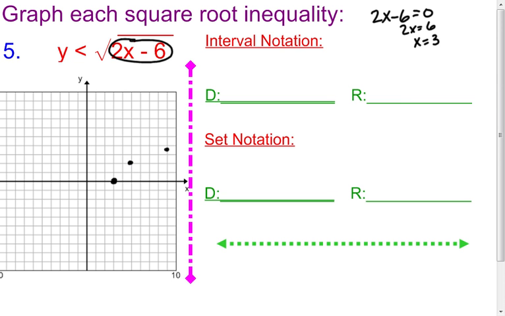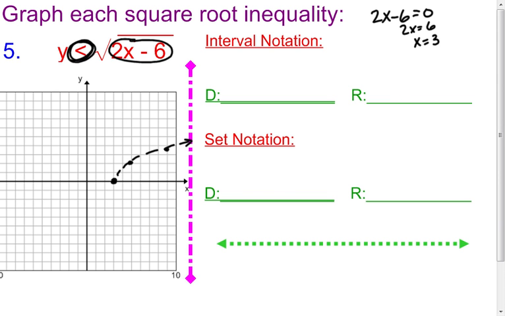Now before you connect the dots, you want to pay attention to whether you should connect them with a solid line or a dotted line. Remember that when this inequality symbol is not underlined, no matter which direction it goes, you need to connect those with a dotted or a dashed line. So my square root function is going to look like that. It's dashed. Now you need to think about shading because you're not done here. And your shading, this is a less than symbol.